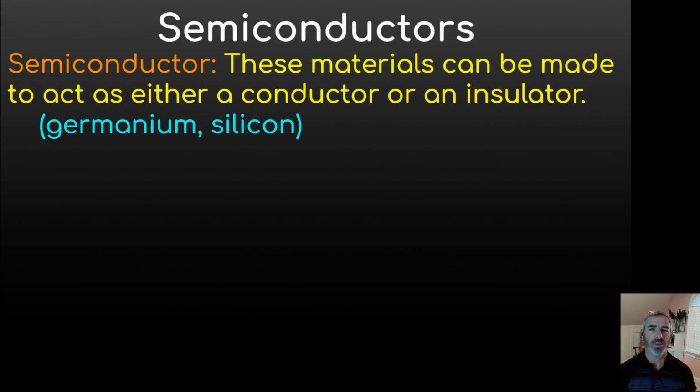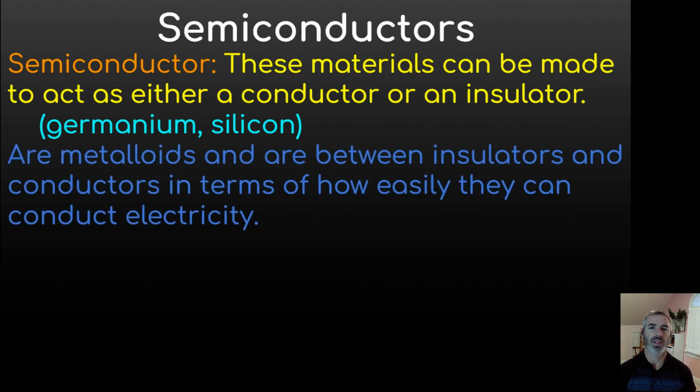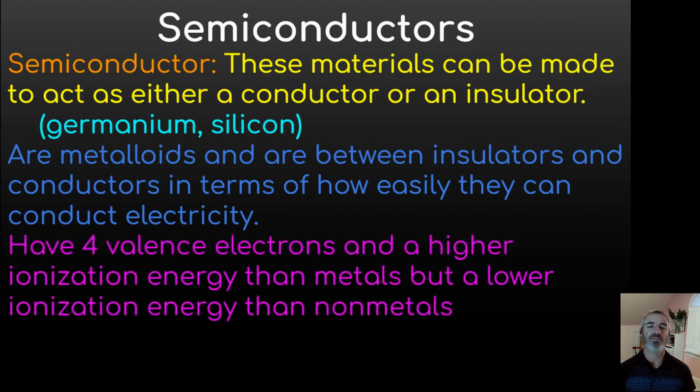Now, germanium and silicon are metalloids. They're along that line between metals and nonmetals and can have the properties of either, and they can conduct or be an insulator. The reason for this is they have four valence electrons, and that gives them a higher ionization energy than metals, but a lower ionization energy than nonmetals, which means that it can act as either a metal or a nonmetal material.